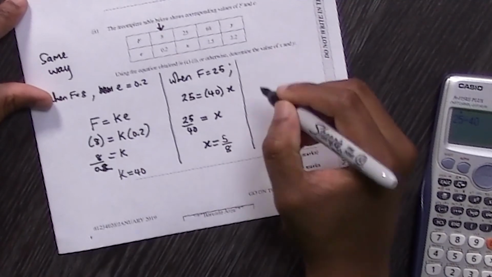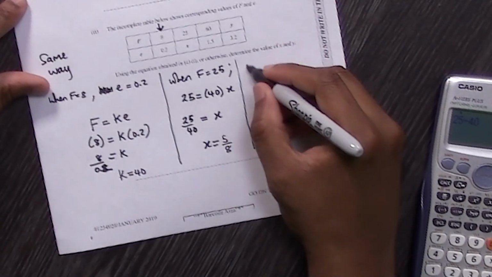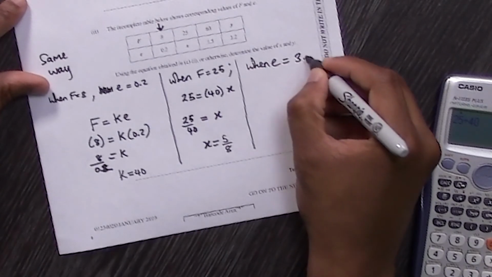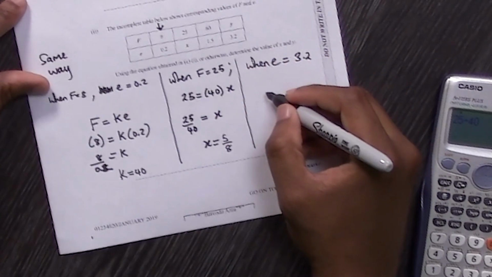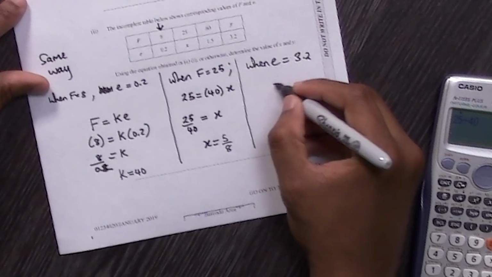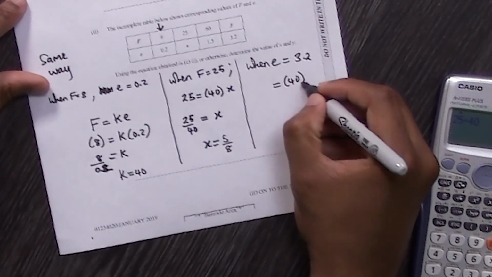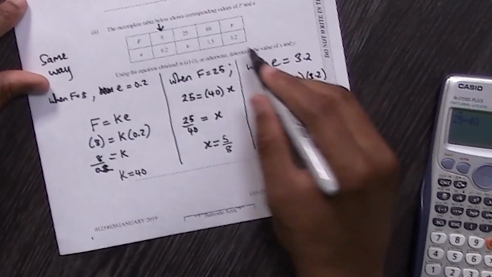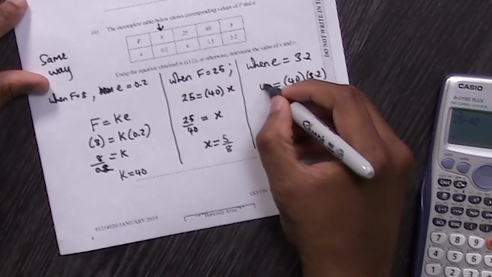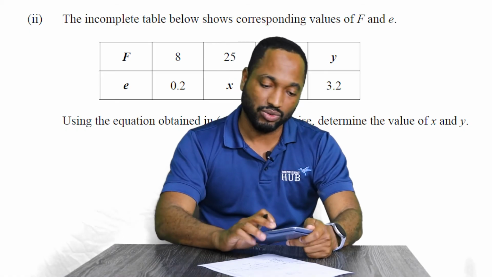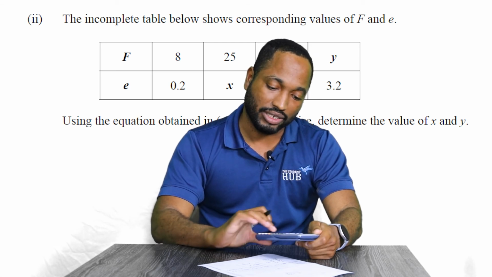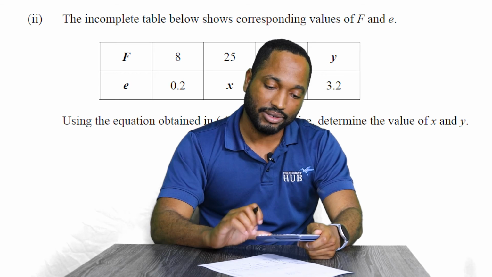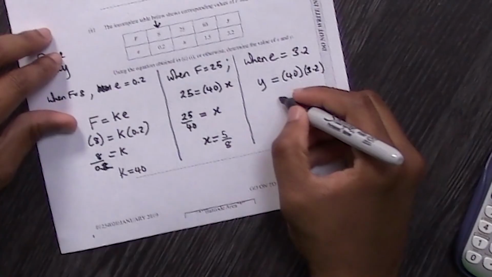And last but not least, when E is equal to 3.2, we know what K is. K is 40, E is 3.2. So now we can find F, and in this case, F is y. So 40 times 3.2, you all could probably do that in your mind. Not me on a hard day like this. 128 sounds good to me.